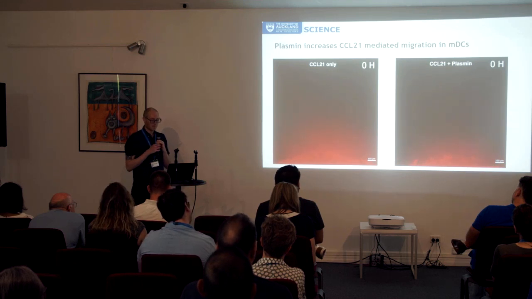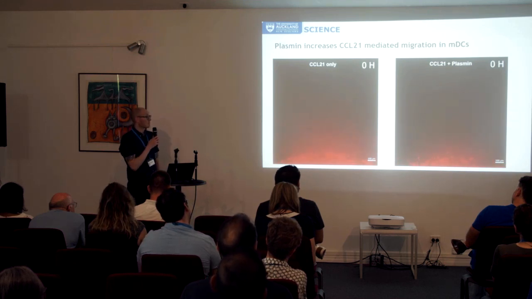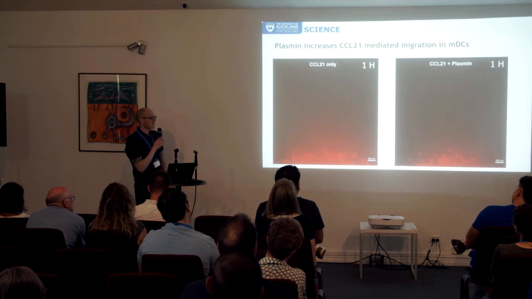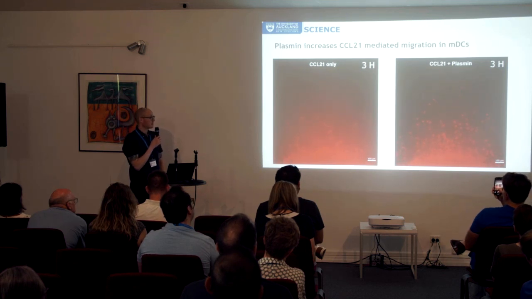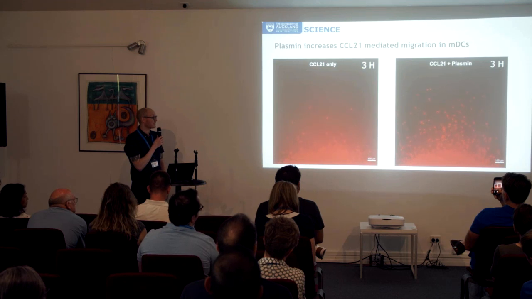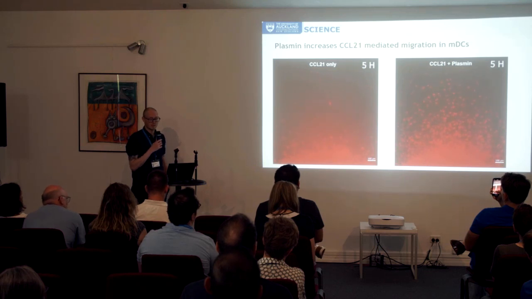So this is what it looks like. This is over a course of 6 hours. So in the first few hours, the gradient is being established, and the cells start exploring and looking around. And then at the 2-hour point, we see a big difference between the 2 different conditions. So when plasmin is present, you can really see that the cells respond really strongly in the directional migration towards where the CCL21 is diffusing from.